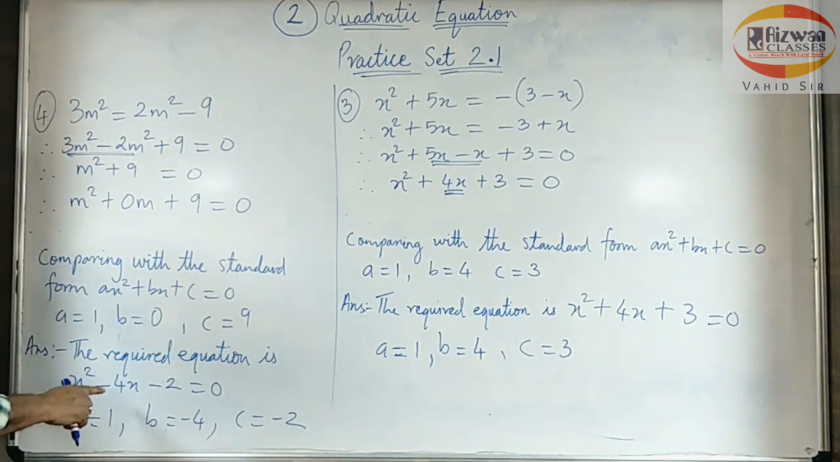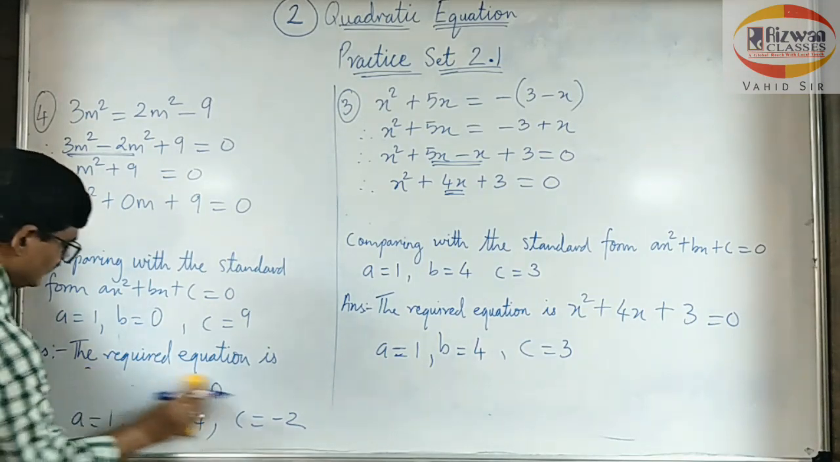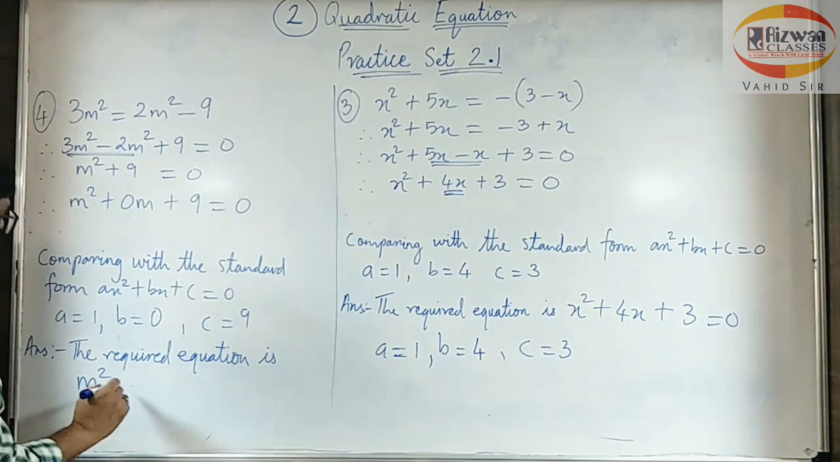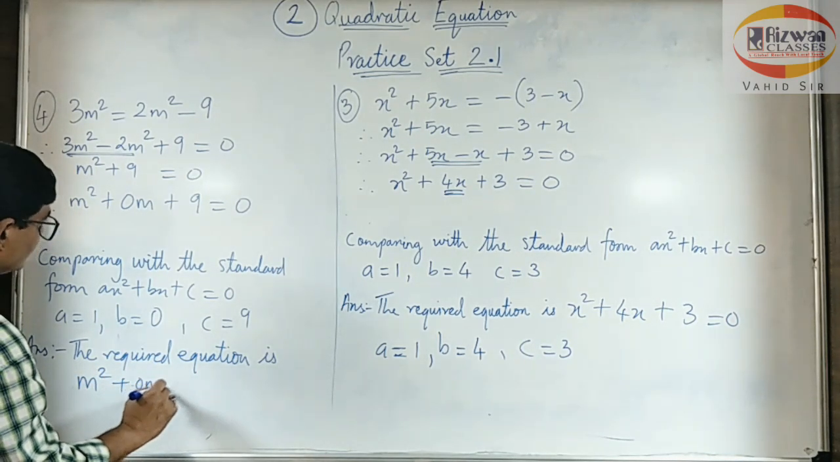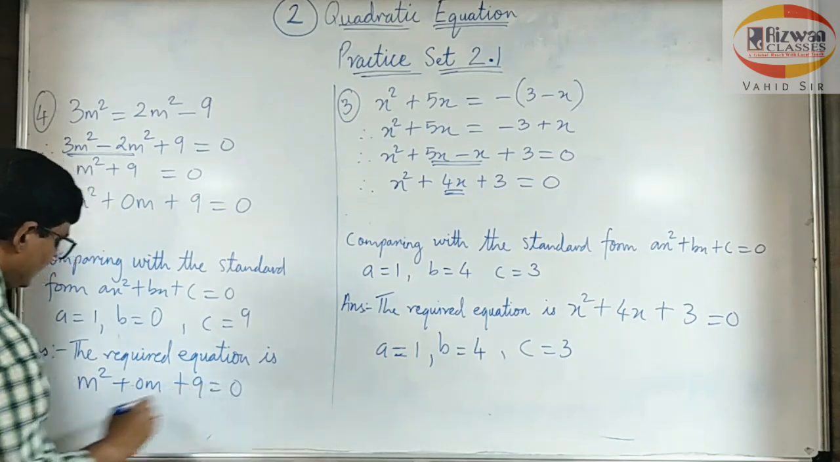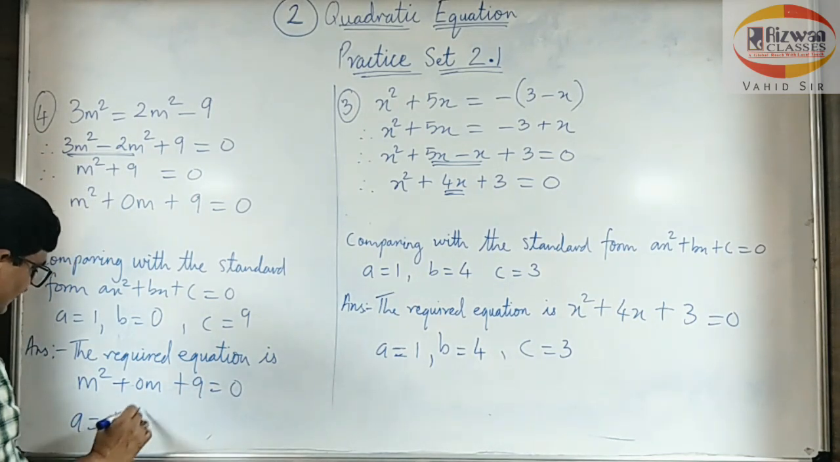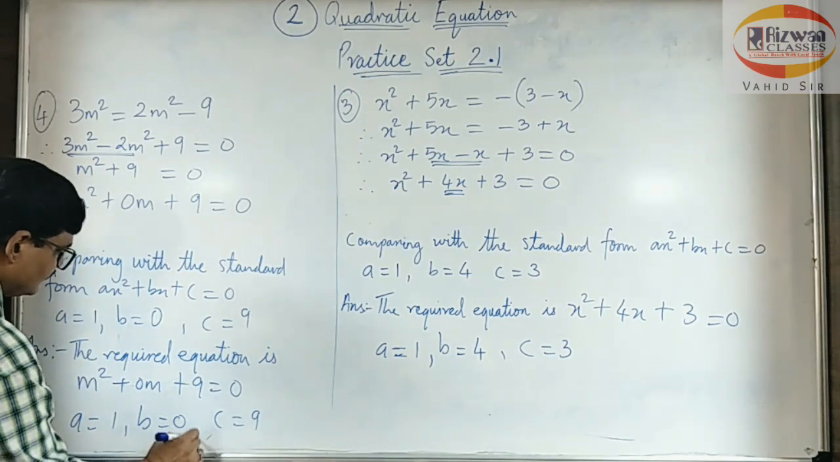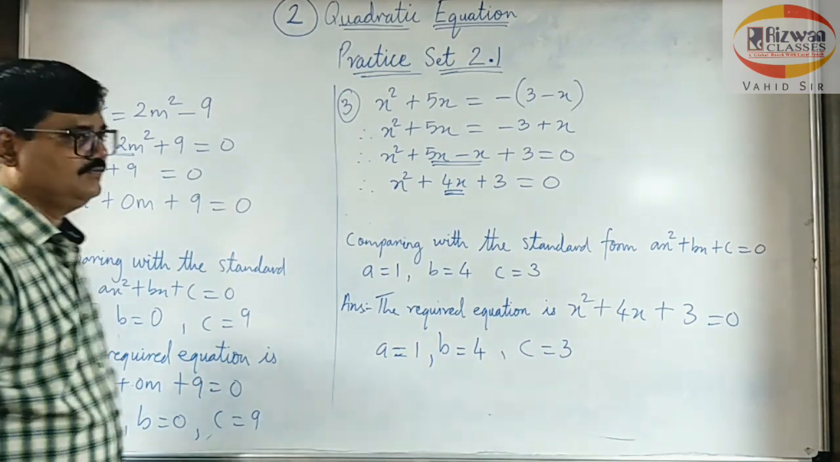And therefore the required equation is m square plus 0m plus 9 is equal to 0, and a is equal to 1, b is equal to 0, and c is equal to 9. So this is how we finish question number 4.